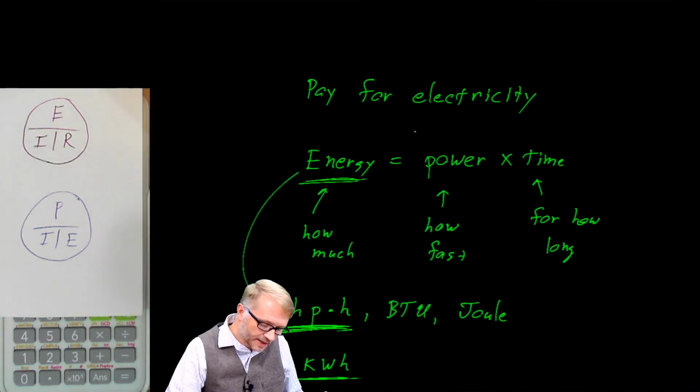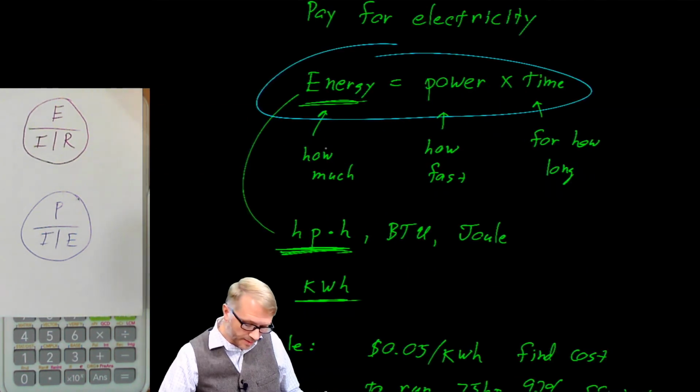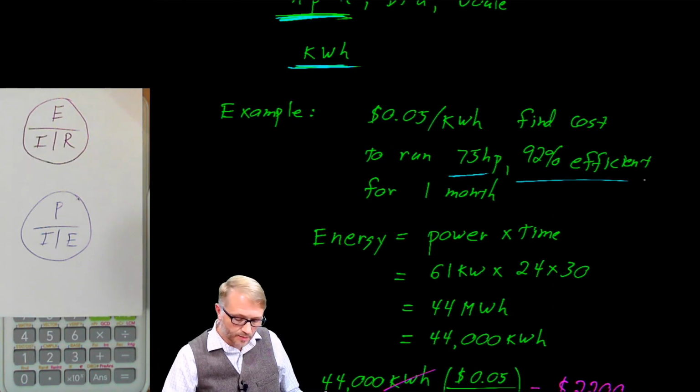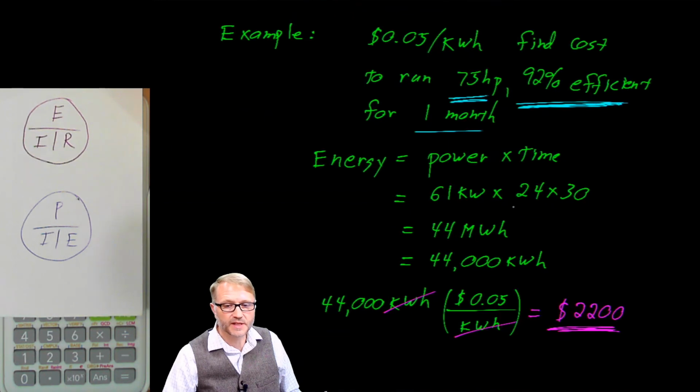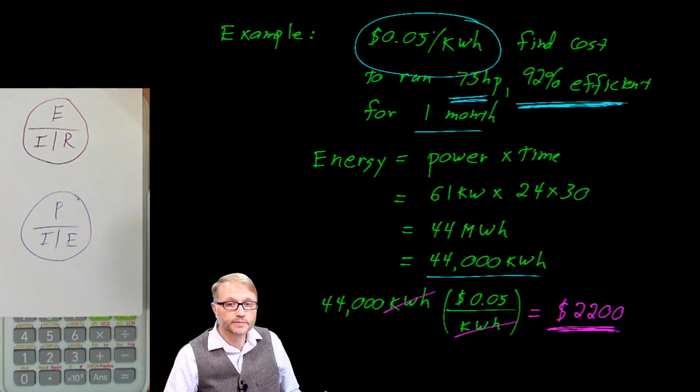The final thing we talked about was this very useful equation, which tells us that energy is the product of power and time. And we mentioned that there are units of horsepower hours and kilowatt hours. Those are the ones we'll be using mostly for this course. We concluded by determining the cost to run this 75 horsepower motor that's 92% efficient for 1 month. And that was a multi-step process. First, you had to figure out what the energy was, and once you knew what the energy was, you could calculate how much it cost, because energy is sold by the kilowatt hour.